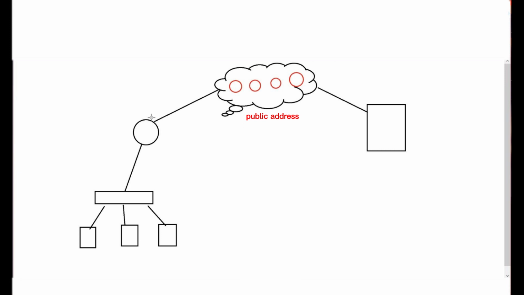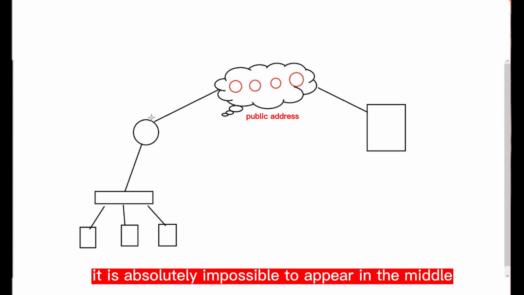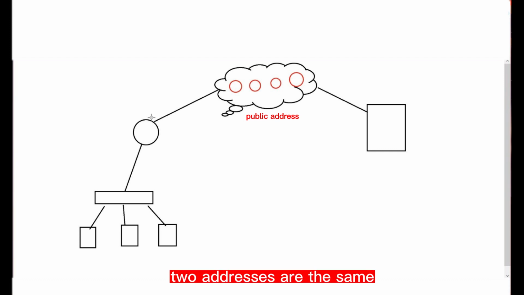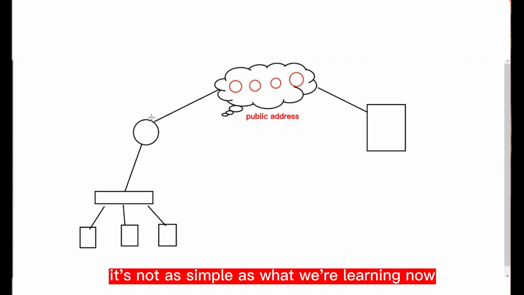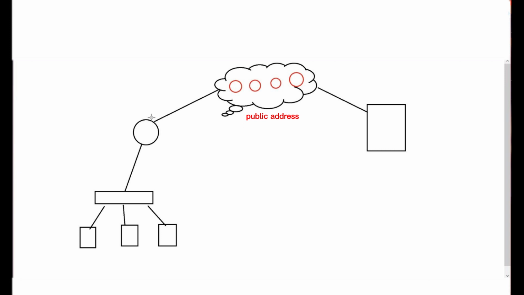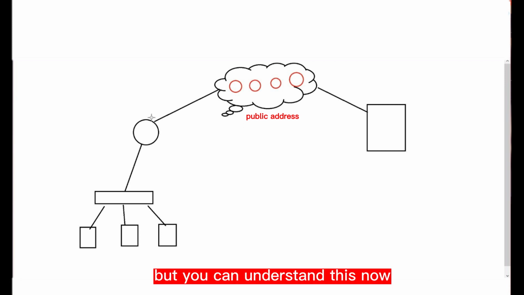Forward. It is absolutely impossible to appear in the middle. Two addresses are the same. Certainly, it's not absolute. Later you will find out. It's not as simple as what we're learning now, but you can understand this now.